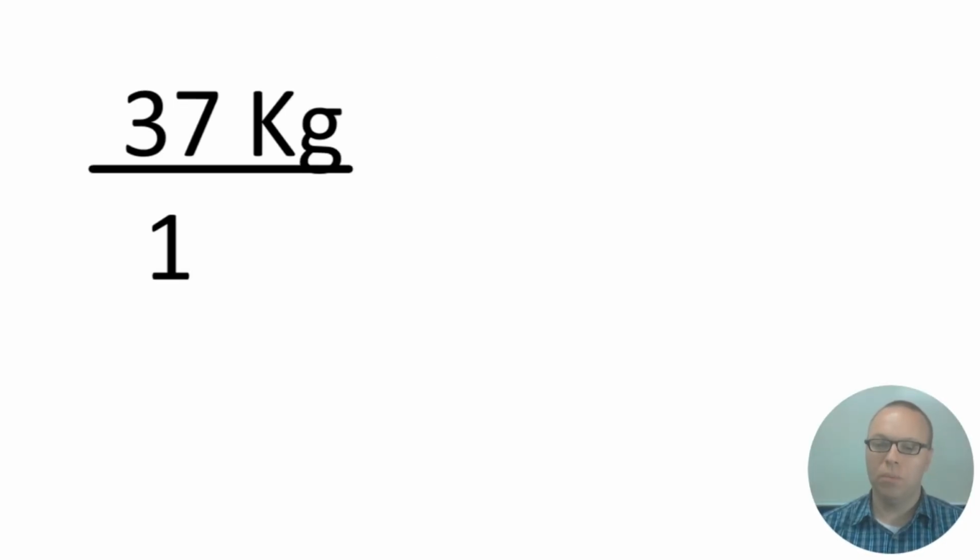So the first step you're going to do is take 37 kilograms and put that over 1. Why am I going to do this? Well, a couple of things. This is a very important property that you want to understand. Any number divided by 1 is itself, right? So 37 kilograms divided by 1 is still 37 kilograms. Now, the reason why I'm making it look different like this is because it allows us to multiply easier, so you can better see what's going on here.